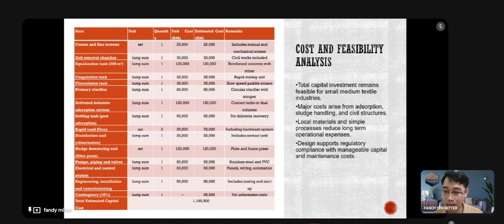So this is the cost and feasibility analysis. The total capital investment remains feasible for small medium textile industry. The major costs arise from adsorption, sludge handling, and also civil structure. Local material and simple processes will help to reduce long-term operational expenses. Also, the design supports regulatory compliance with manageable capital and maintenance costs.